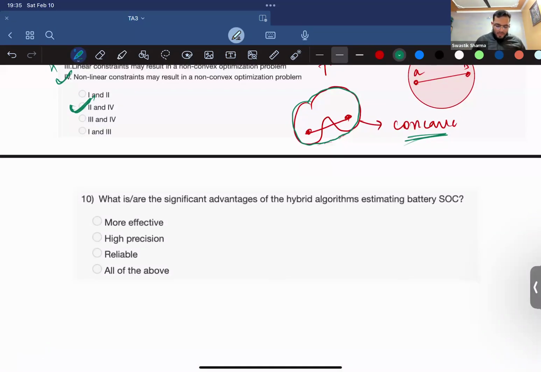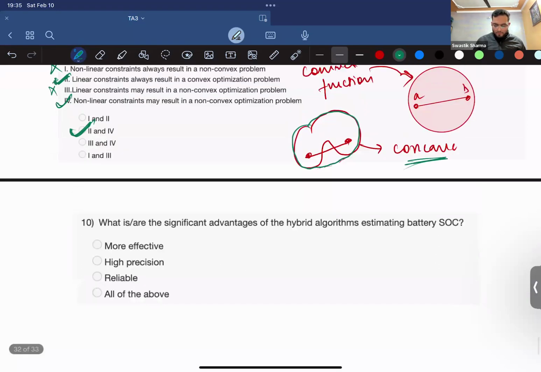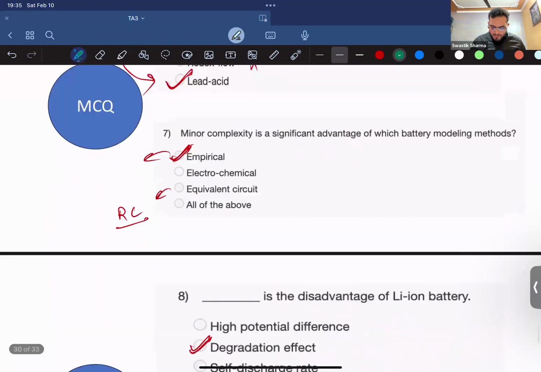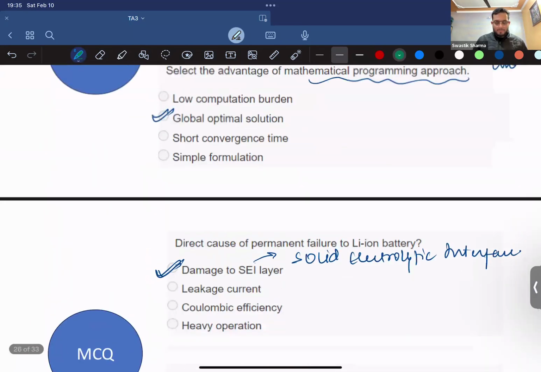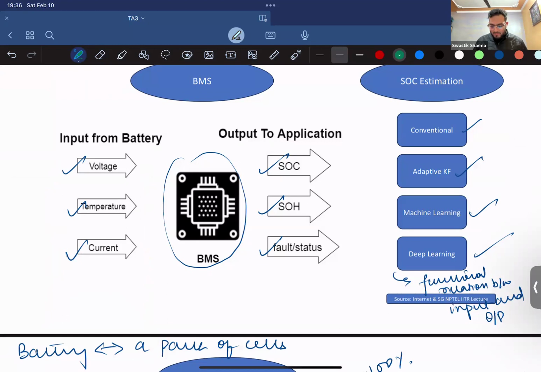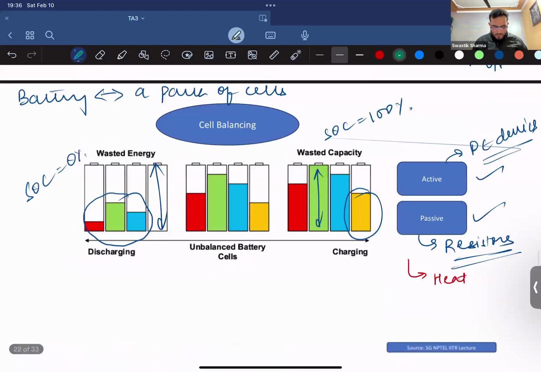Last, which is or are the significant advantages of the hybrid algorithms estimating battery SOC? So to estimate SOC, you have conventional mathematical methods, and then you have adaptive Kalman filtering. I explained what is Kalman filtering. Then you have machine learning, and then you have deep learning. But you can have multiple hybrids of these as well. You can have Kalman filtering with deep learning methods as well. So you can take the best of both worlds to be able to get better results.